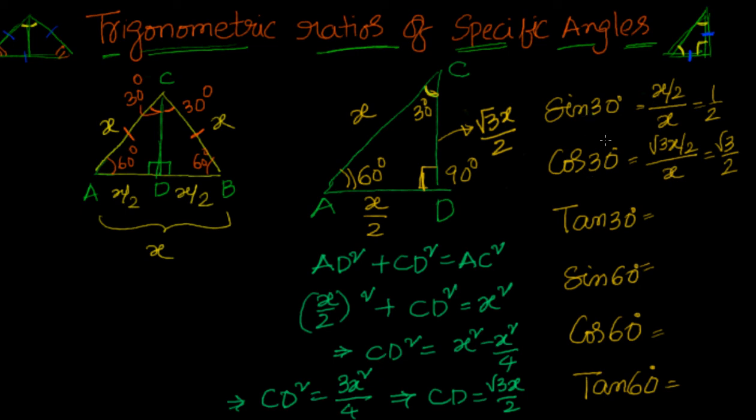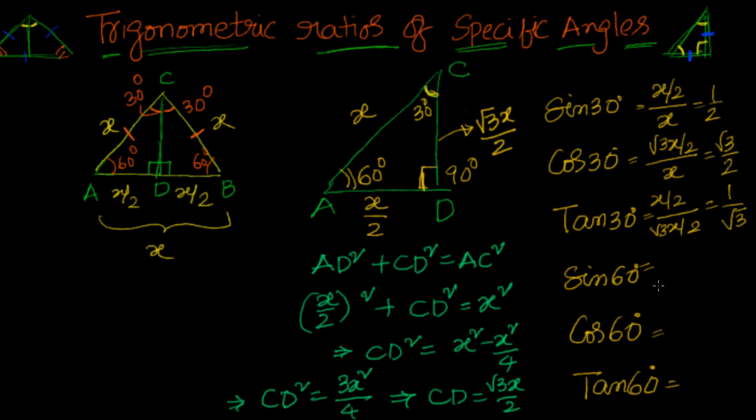Now I can do tan 30 by just dividing sin 30 by cos 30, because we know that. Otherwise I can directly go here and look for 30. Tan 30: opposite is x by 2 and adjacent is root 3x by 2. So this becomes x by 2 by root 3x by 2. Simplify this. This becomes 1 by root 3. If I miss one step, please do that for me.